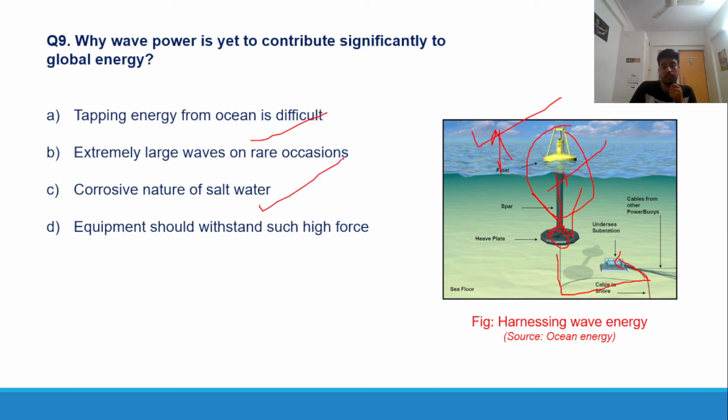The corrosive nature of salt water is a very big thing. Salt waters are very corrosive. If you put an iron rod in normal water and another in salt water, the iron rod in salt water will corrode much more easily, in much less time than in normal water. Equipment should withstand very high force in the ocean. So we need to search for materials like composites, polymers, nanocomposites, or toughened steel. These materials are costly, and we need equipment made of them so that it can withstand high force in the ocean.